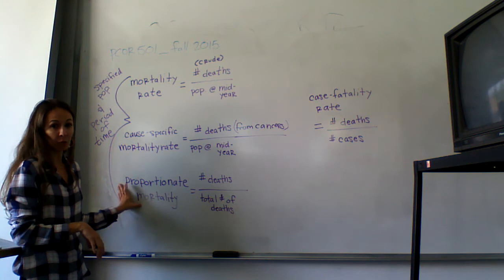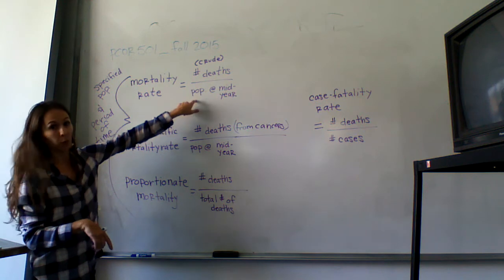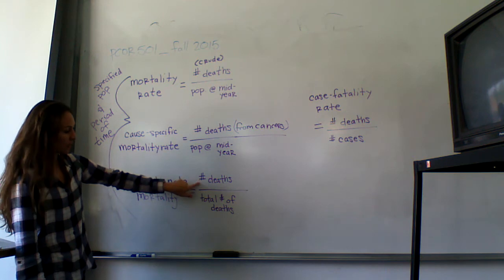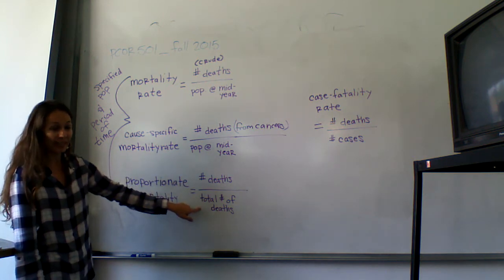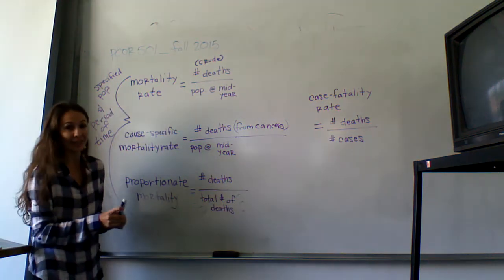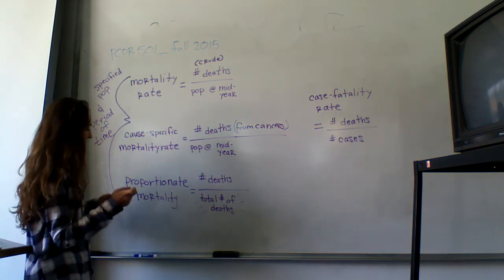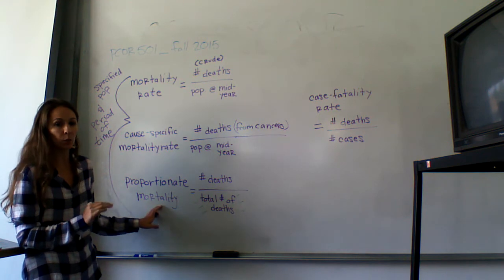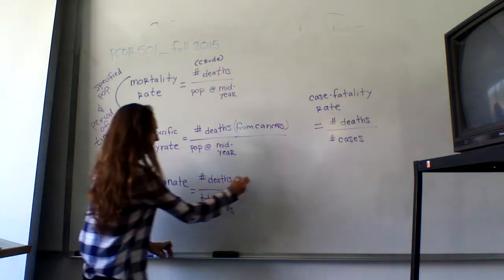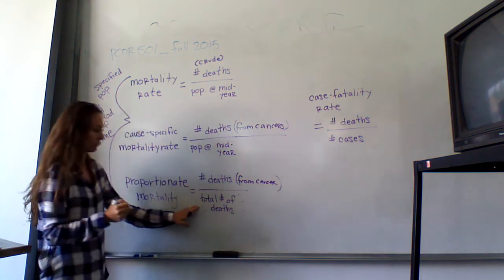Proportionate mortality is a little bit different. It's a proportion, just like this is a proportion, part over whole. But it's a different kind. So this is number of deaths over total number of deaths. The difference is the denominator. It's not over total population. When we're calculating proportionate mortality, we're usually also calculating it for deaths from what? So the number of deaths from cancer over everyone who died that year.